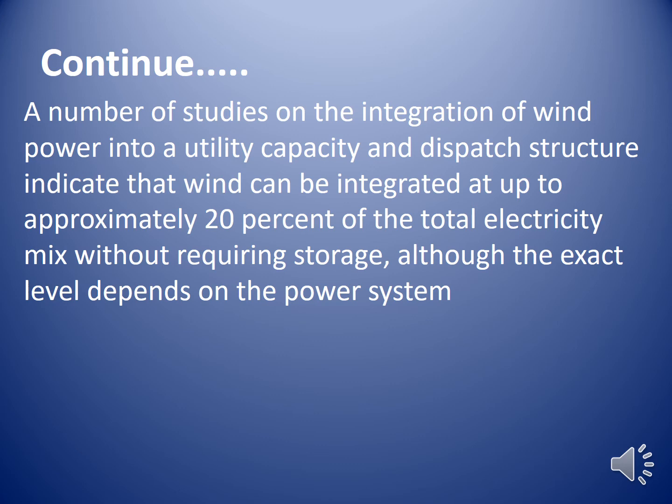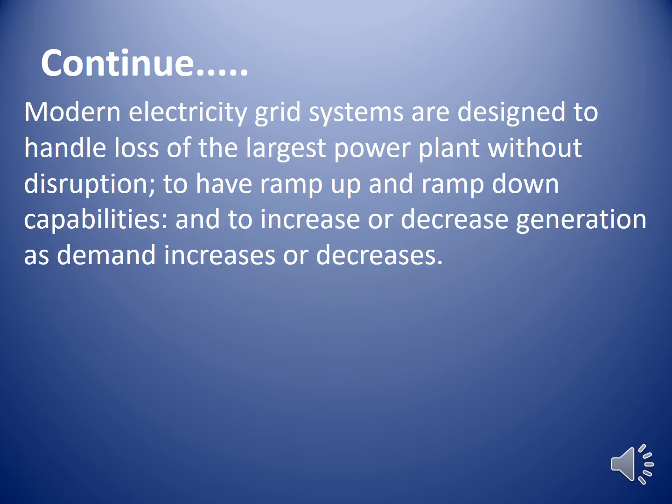A number of studies on the integration of wind power into a utility capacity and dispatch structure indicate that wind can be integrated at up to approximately 20% of the total electricity mix without requiring storage, although the exact level depends on the power system. Modern electricity grid systems are designed to handle loss of the largest power plant without disruption, to have ramp up and ramp down capabilities, and to increase or decrease generation as demand increases or decreases.